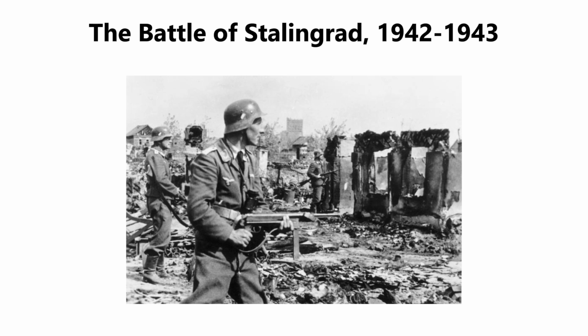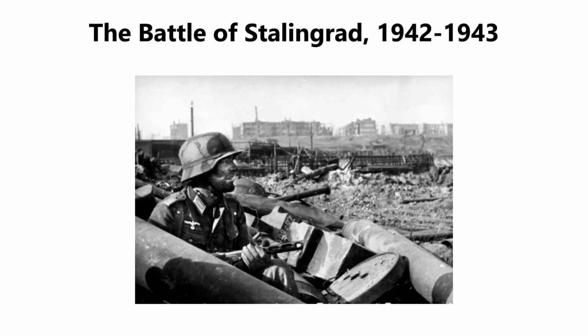Meanwhile, the Soviets launched Operation Uranus in November 1942, encircling the German Sixth Army in a massive pincer movement. Trapped in the city, the Germans had no escape. Hitler's refusal to allow Paulus to retreat and his insistence on capturing Stalingrad at any cost ultimately led to disaster.